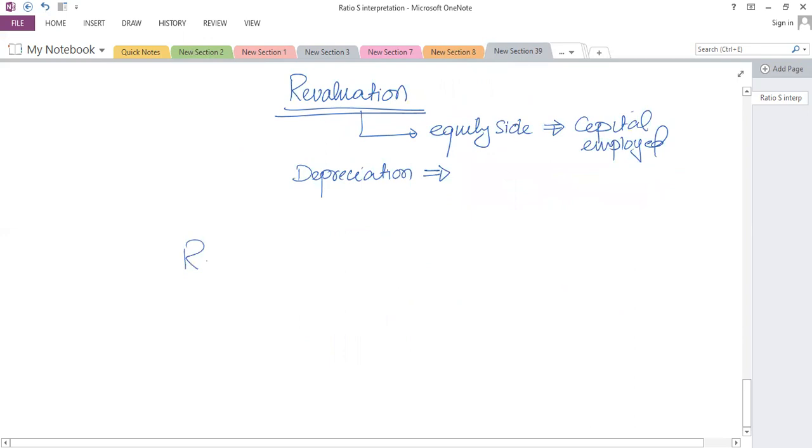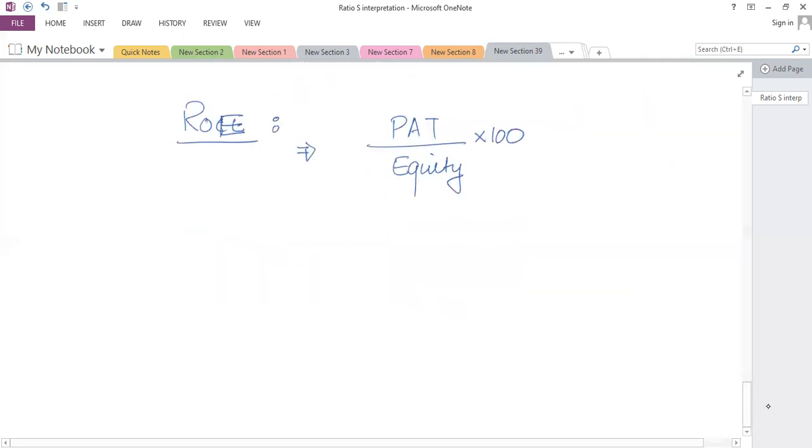Next one is return on equity. By formula, this is profit after tax divided by shareholders' equity. You should know the definition of equity. It includes all kinds of reserves along with share capital. So this is basically what you're trying to understand: how much profit has been generated for the shareholder. So return on capital employed is for lenders and shareholders, and return on equity is for just shareholders.